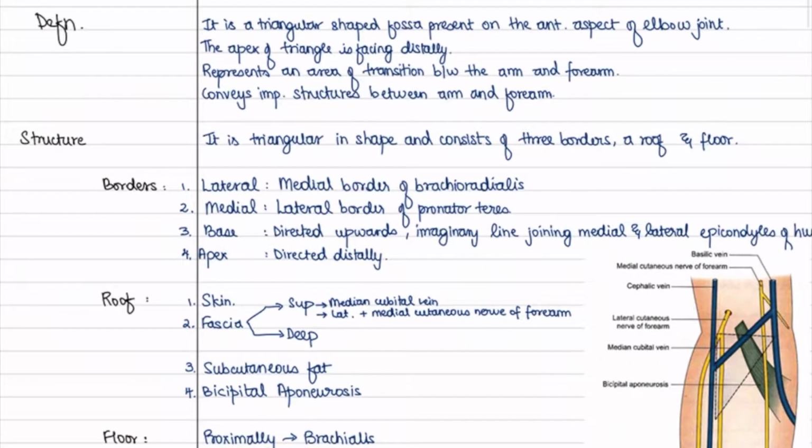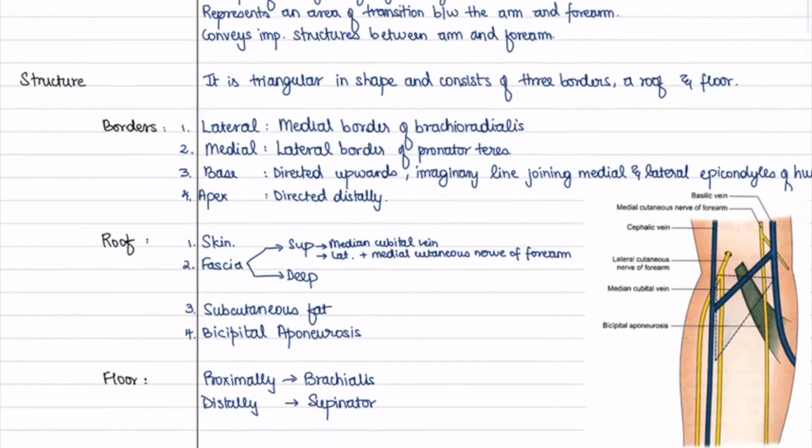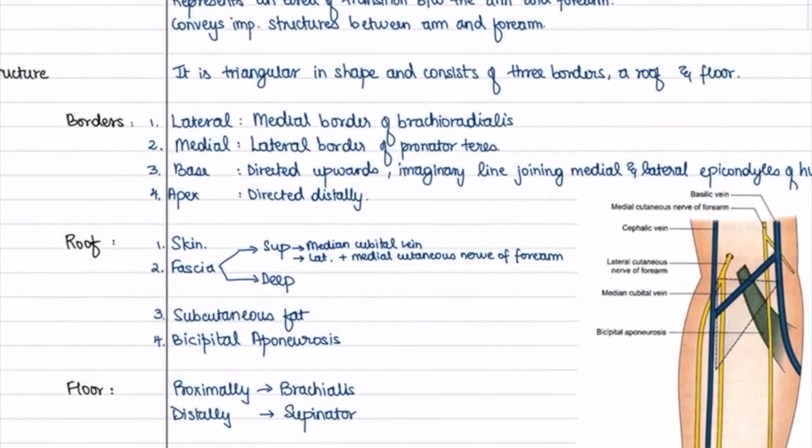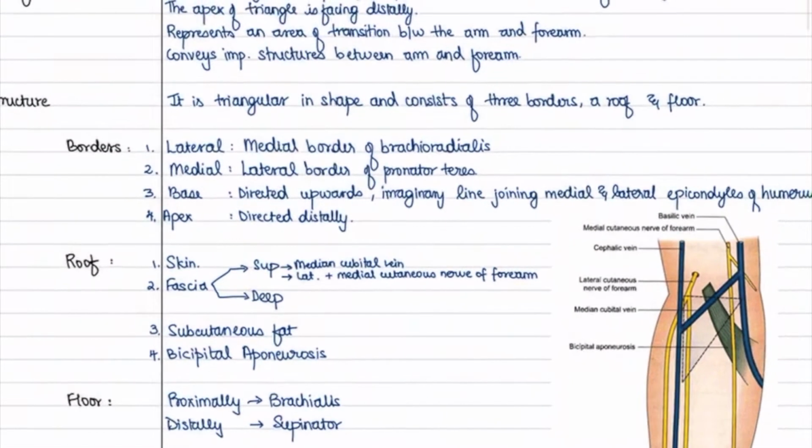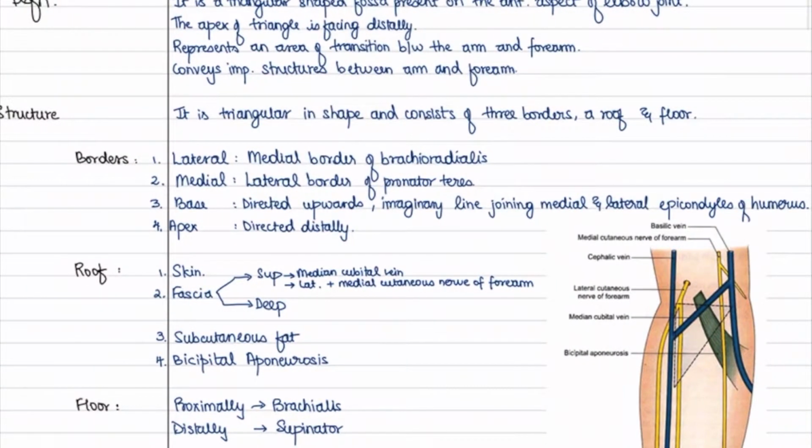As I said earlier, it is a triangular shaped structure and consists of three borders, a roof and a floor. The borders are as follows. You can look at a diagram in BD Chaurasia as I explain this. Laterally, we have the medial border of brachioradialis, medially the lateral border of pronator teres. The base is directed upwards, and it's an imaginary line joining the medial and lateral epicondyles of the humerus. The apex is directed distally.